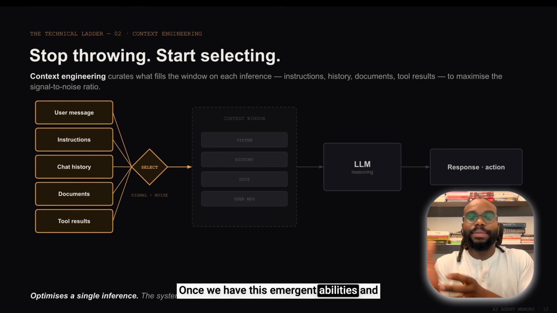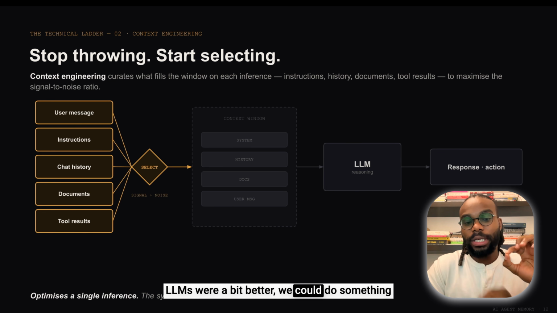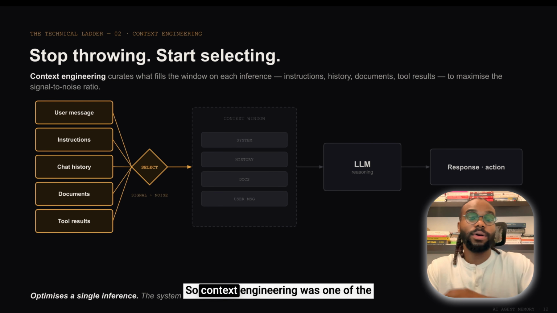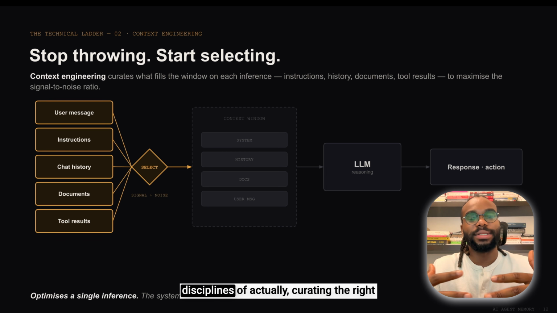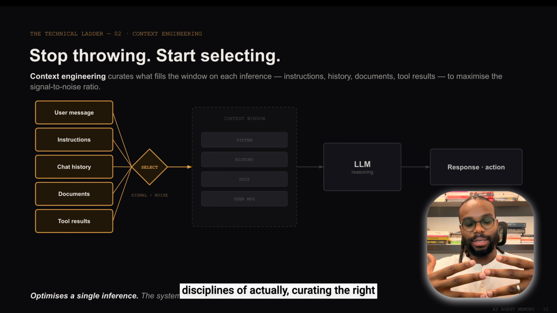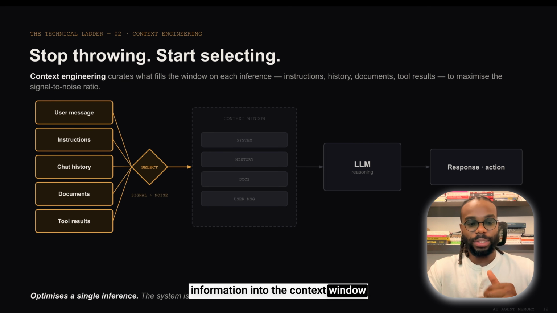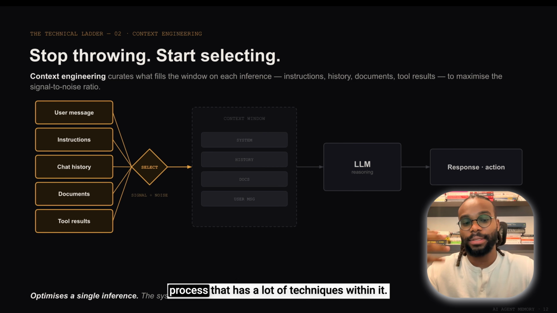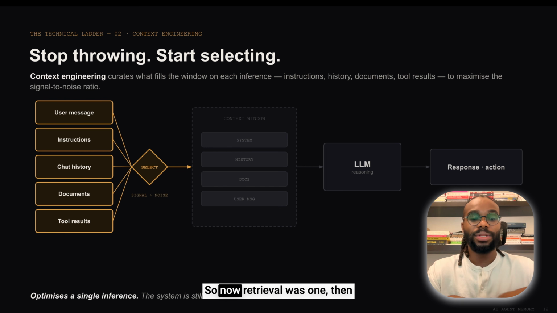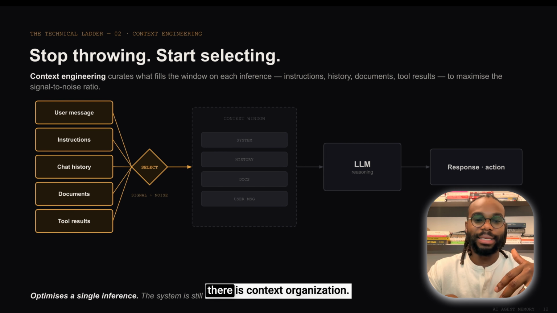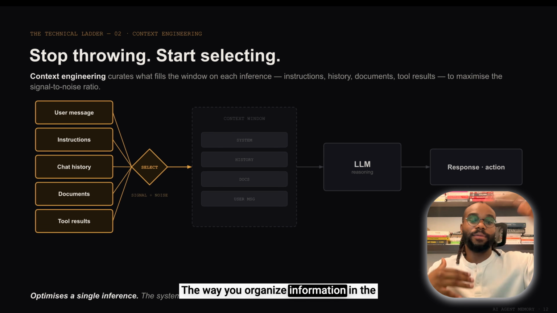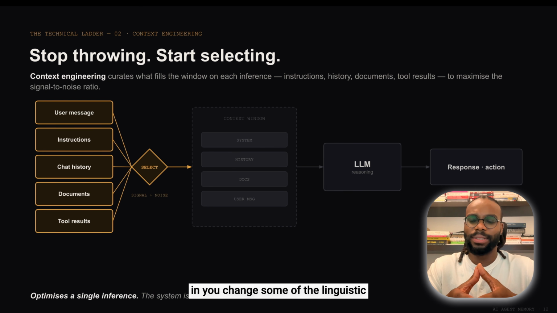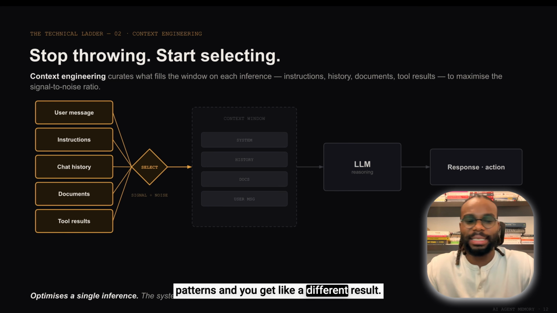Once we had these emergent abilities and LLMs were a bit better, we could become selective of the information we put into the context window. So context engineering was the discipline of curating the right information into the context window to increase the signal to noise ratio. This was a systematic process with a lot of techniques within it. Retrieval was one, then there is context organization. The way you organize information in the context window can affect the response as well. Prompt engineering was very brittle: you change some of the linguistic patterns and you get a different result.